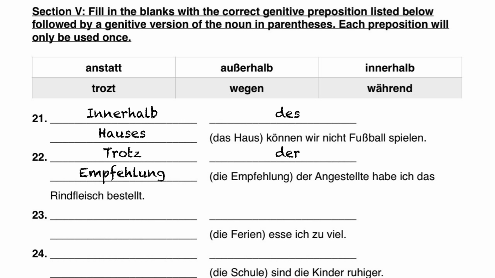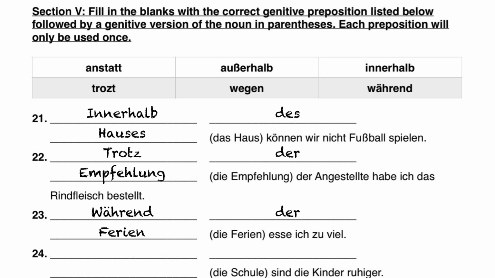In the next one it says die Ferien, which is the plural form of der Ferien, which is vacation. Esse ich zu viel means I eat too much. So we want to say, during the vacation, I eat too much. The word for during is während. In order to change die Ferien, which is plural, into the plural genitive, we have to have der Ferien. Während der Ferien esse ich zu viel.